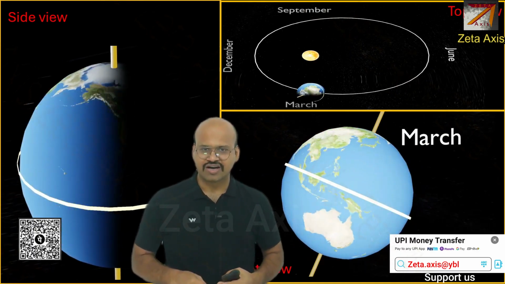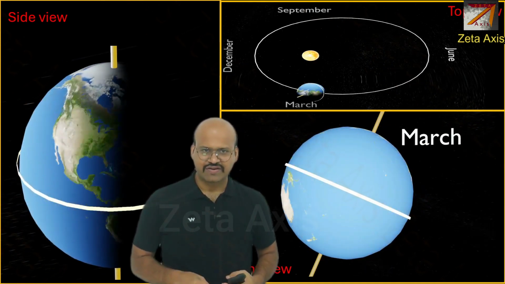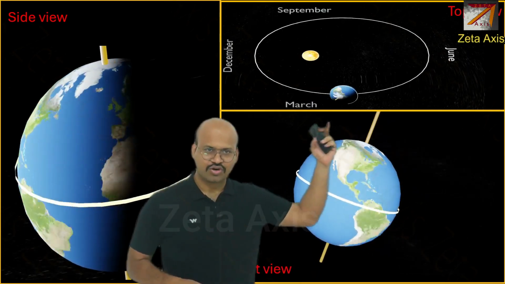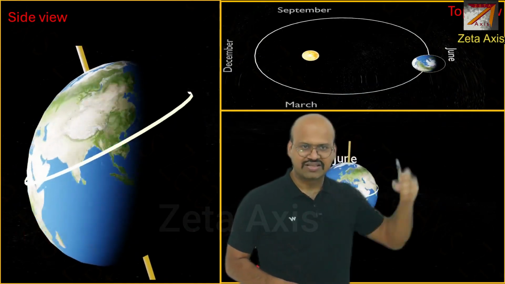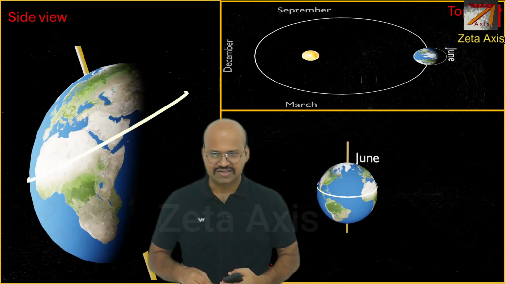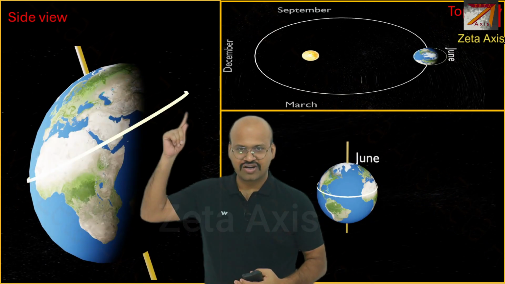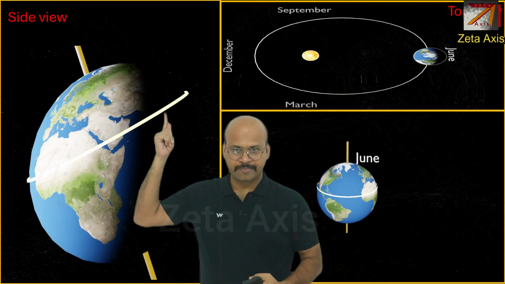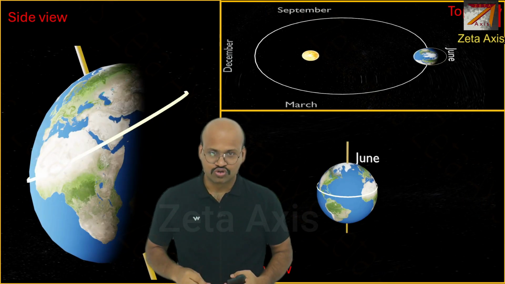Similarly, when the Earth progresses in its rotation, it will move from this position towards here. In June, it will reach the furthest position. And now we see that the sun is over Tropic of Cancer. And this is June solstice.